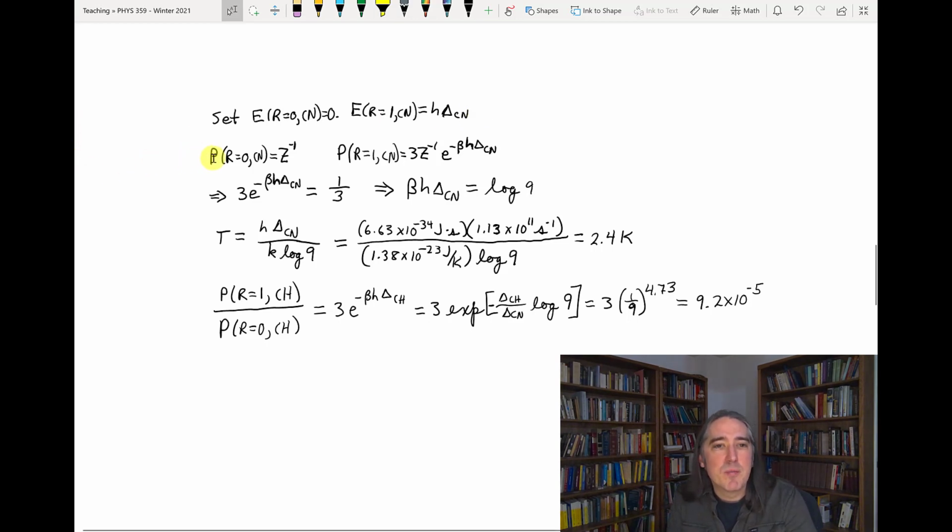Great. So the probability for being in the rotational ground state is 1 over the partition function, times the Boltzmann factor. If we set the energy equal to 0, the Boltzmann factor is 1. Makes life easier. The probability to be in R equals 1 is 3 times 1 over the partition function times e to the minus beta h delta. So the ratio of these, we could have gone straight to the ratio, the partition function factors cancel out. I just wanted to be a little explicit since this was going to be 1 in the denominator here.